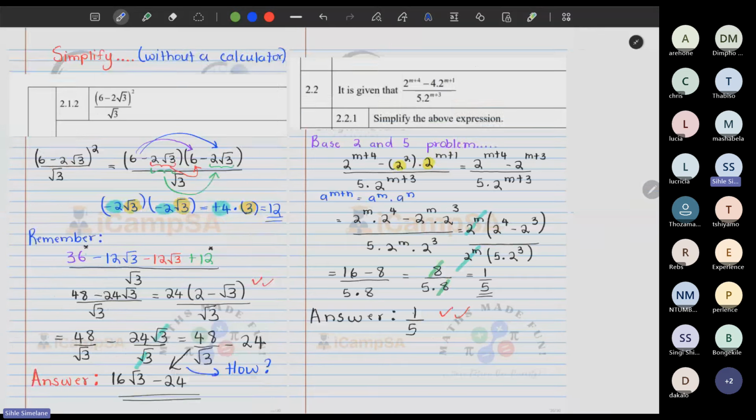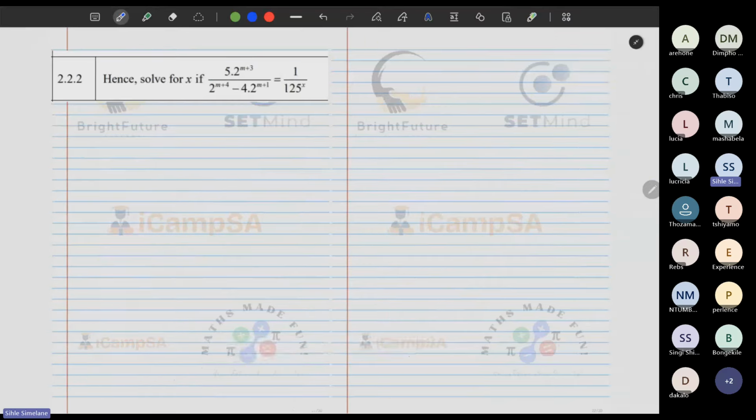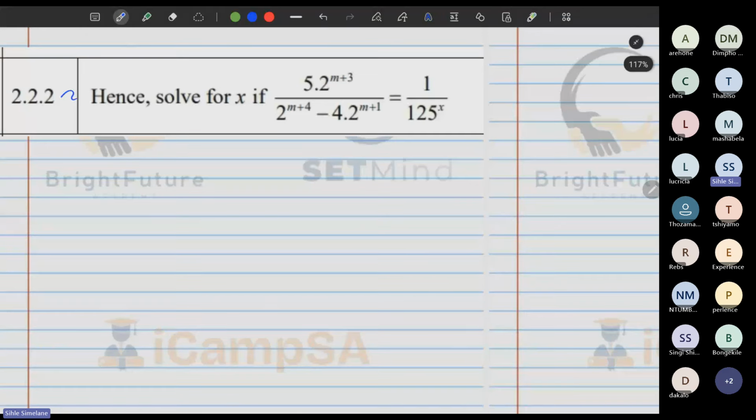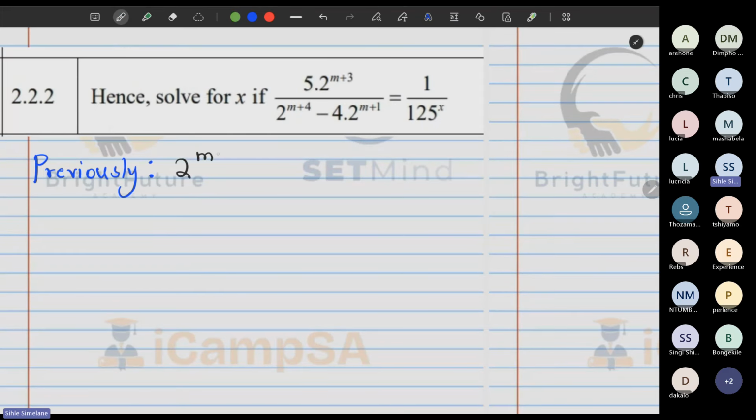Right. So I need you guys to think carefully and then work with me. So let me write this. On the previous page, what we had, guys, was 2 to the power of m plus 4 minus 4 dot 2 to the m plus 1, divided by 5 times 2 to the m plus 3. This we found to be 1 over 5. So we need to use this now to be able to solve for x.